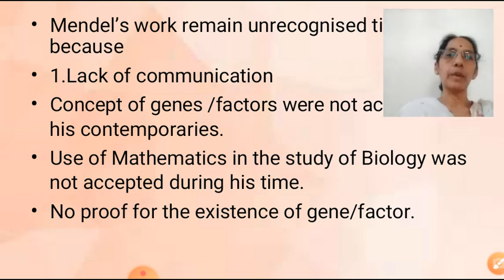One is lack of communication. Another one, the concept of factor or gene is not accepted by his contemporaries. Use of mathematics in the study of biology was not accepted during his time and he could not provide any physical evidence for the existence of gene or factor.